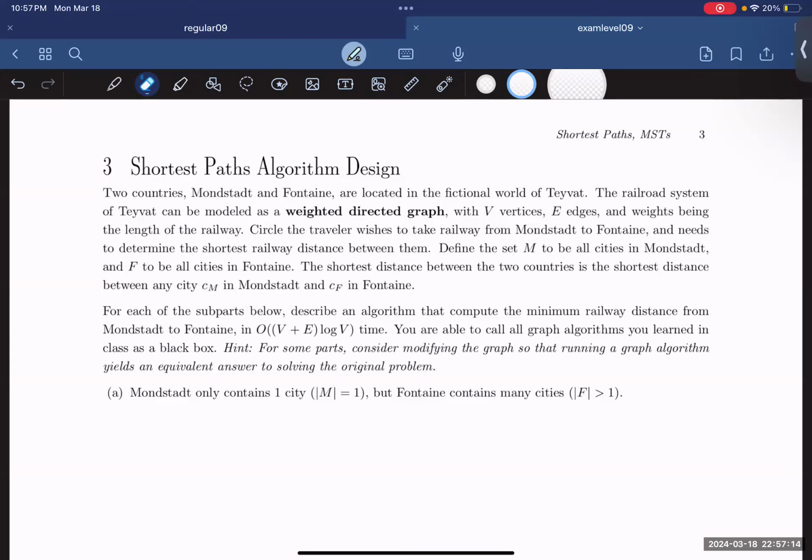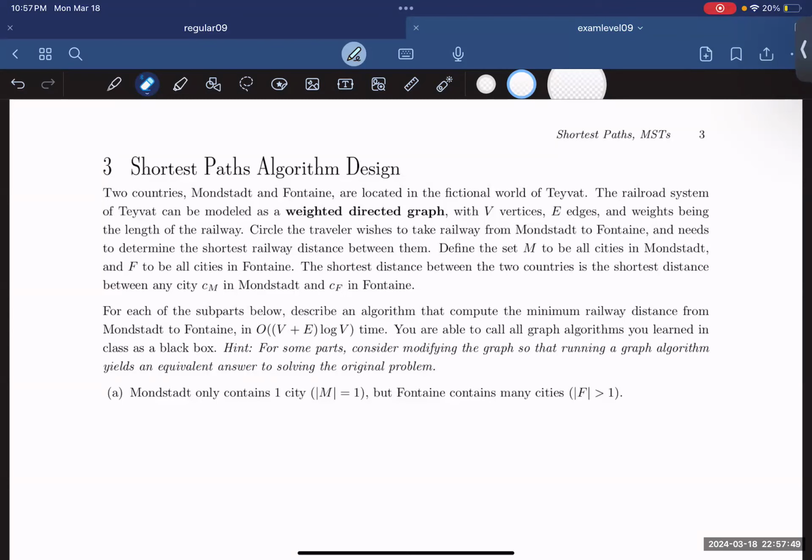Two countries, Mondstadt and Fontaine, are located in the fictional world of Teyvat. The railroad system of Teyvat can be modeled as a weighted directed graph, with V vertices, E edges, and weights being the length of the railway. A traveler wishes to take a railway from Mondstadt to Fontaine and needs to determine the shortest railway distance between them. Define the set M to be all cities in Mondstadt and F to be all cities in Fontaine. The shortest distance between the two countries is the shortest distance between any city c of M in Mondstadt and c of F in Fontaine.